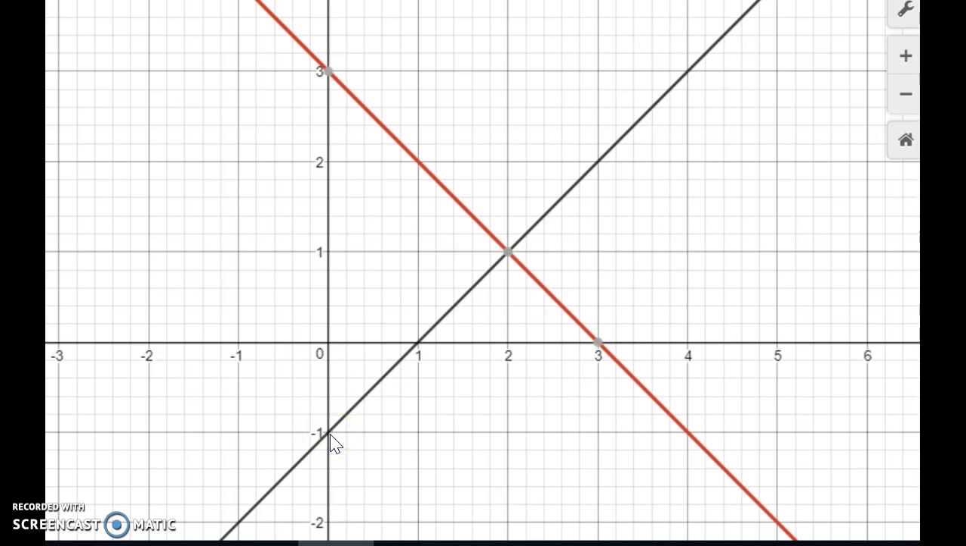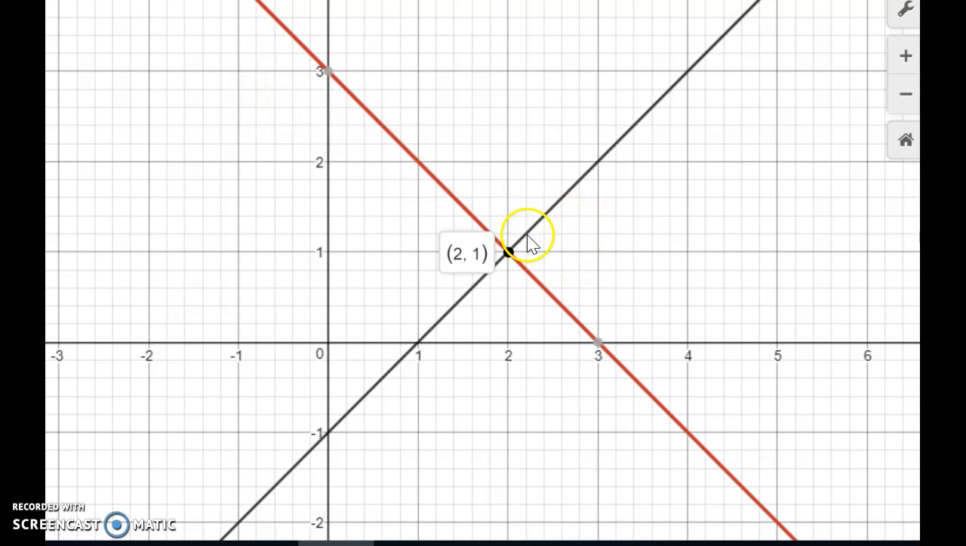And the slope was 1, so up 1 over 1, up 1 over 1, up 1 over 1. The other one, this y equals negative x plus 3, has a slope of negative 1. So again, the rise over 1, down 1 over 1, down 1 over 1, and then there's your y-intercept at 0, 3, and then there's our solution at 2, 1.